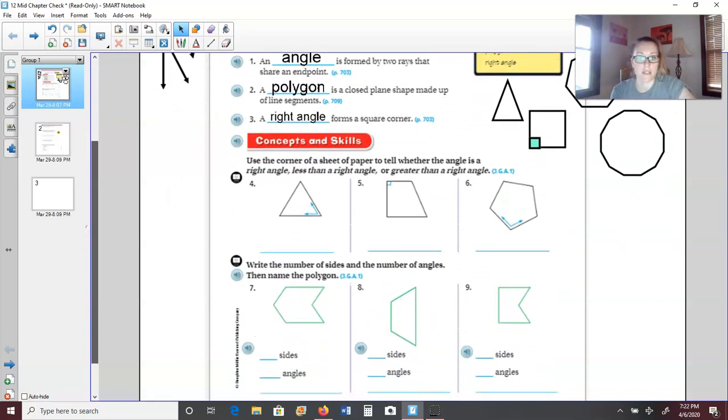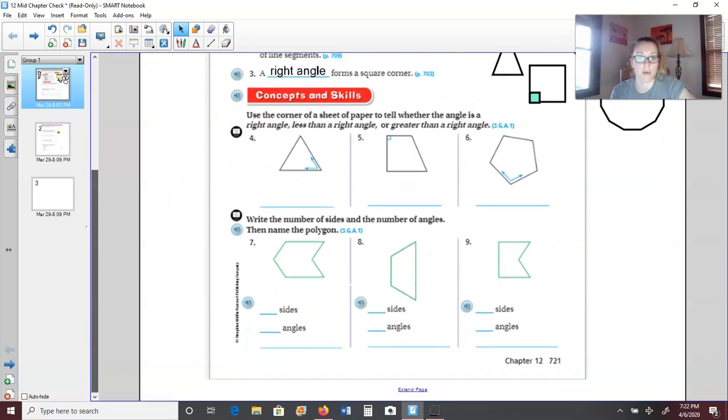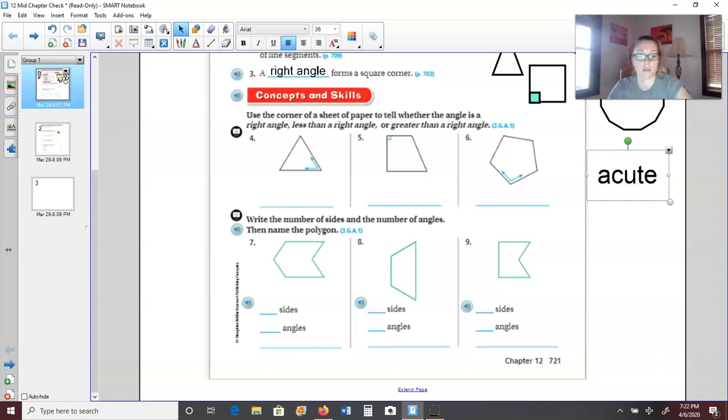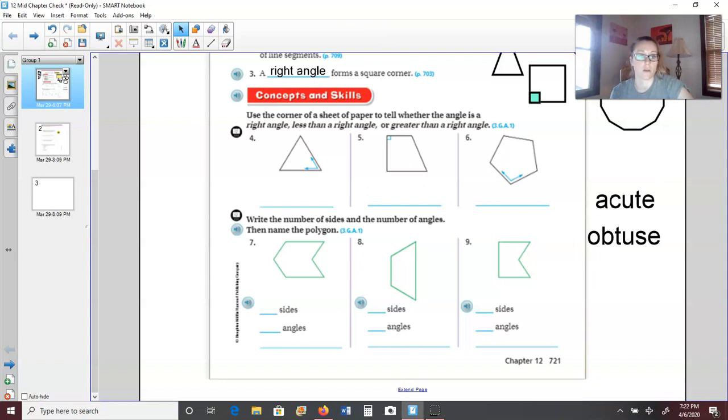4, 5, and 6, we needed to tell about the angles, whether they are less than a right, greater than a right, or if it is a right angle. And if you learned the more mathematical terms last week with me, feel free to use the terms acute, and we also learned obtuse for those angles that are greater than 90 degrees. Or perhaps we'll have a just right angle.